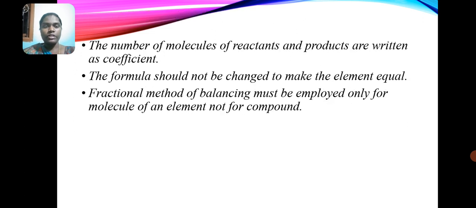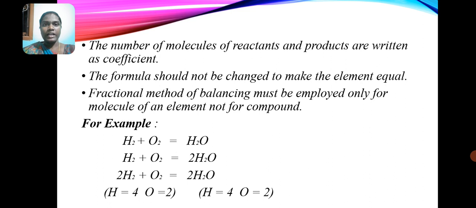The number of molecules of reactants and products are written as coefficients. The formula should not be changed to make the elements equal. The fractional method of balancing must be employed only for a molecule of an element, not for a compound.